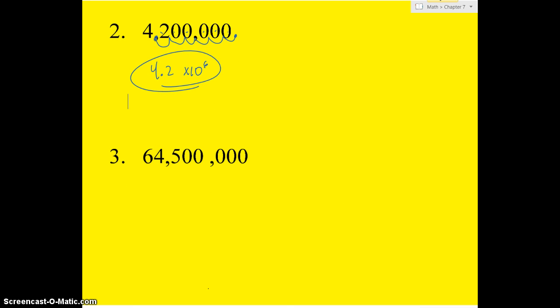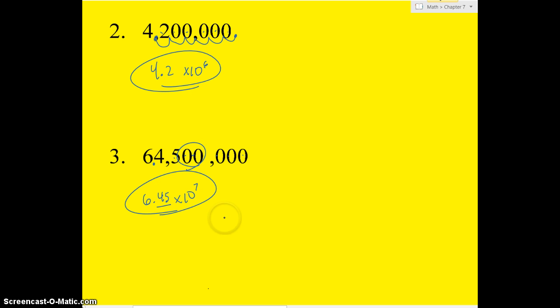So if you look at number 3, we would move the decimal to right here, which would be 6.45 times 10, and we'd count 1, 2, 3, 4, 5, 6, 7 spaces. Okay? Now, what you write right here is every number until you're left with zeros. Once all you have left is zeros, then you stop.